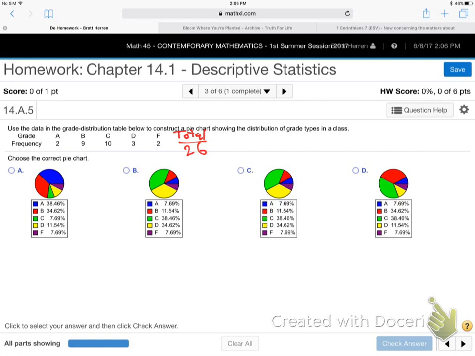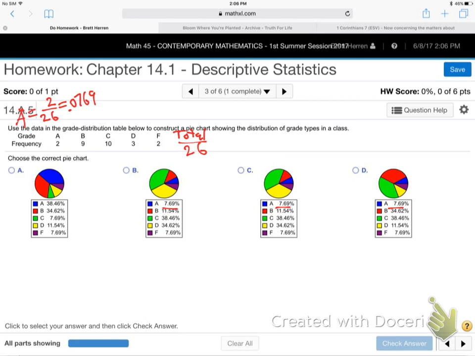Yeah, 26. So then how do you figure out the percentage of A's, for example? Just take 2 divided by 26. Somebody have that in their calculator? 7.69, I bet. 0.0769, because I'm looking at these other answers. They're all 7.69 for the A. So that's for the A.